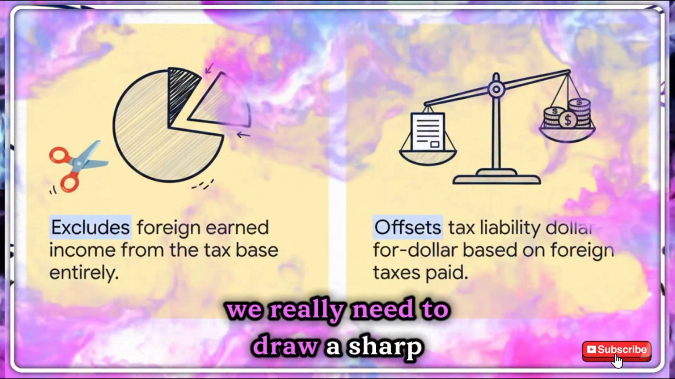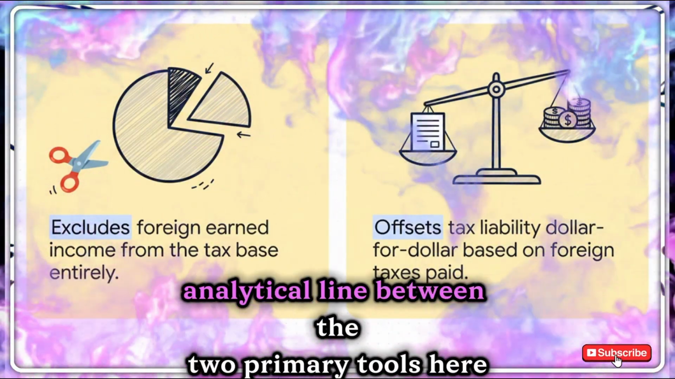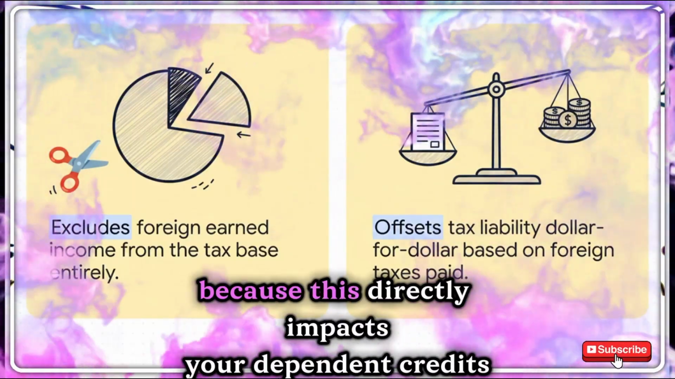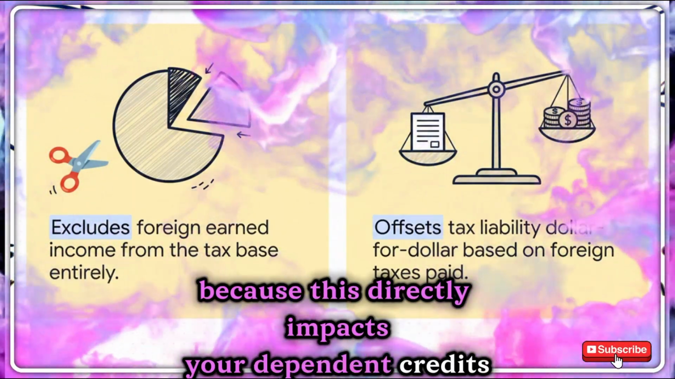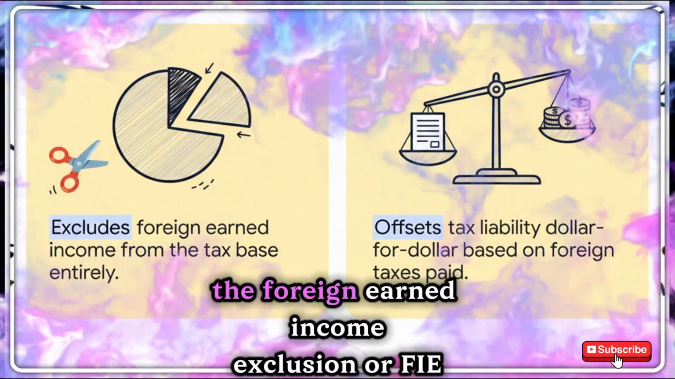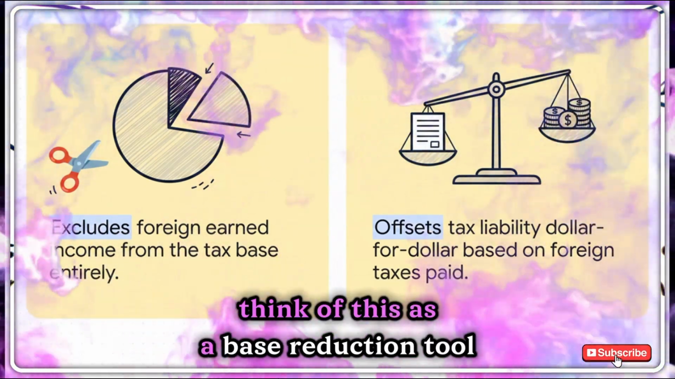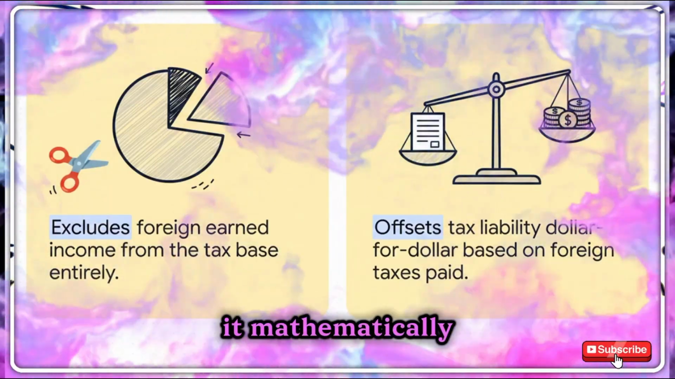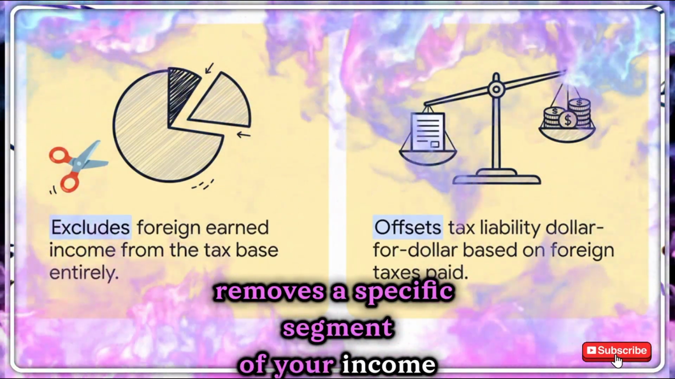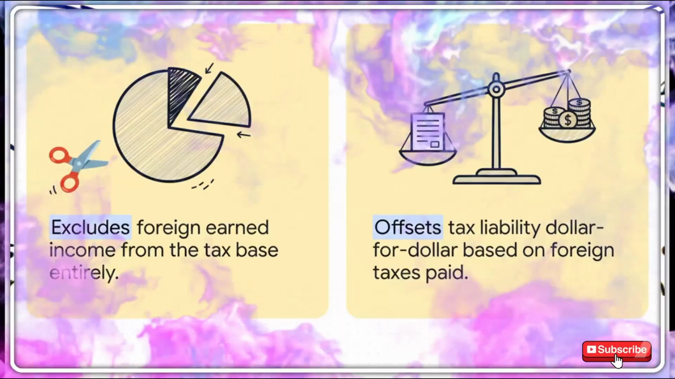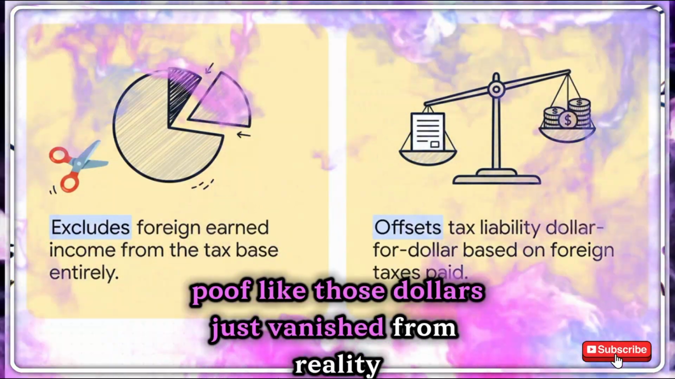Which brings us to Section 2, double taxation mitigation mechanisms. We really need to draw a sharp analytical line between the two primary tools here, because this directly impacts your dependent credits later. First up, the Foreign Earned Income Exclusion, or FEIE. Think of this as a base reduction tool. It mathematically removes a specific segment of your income from the tax base entirely. Poof, like those dollars just vanished from reality.